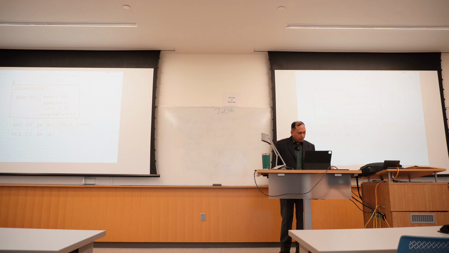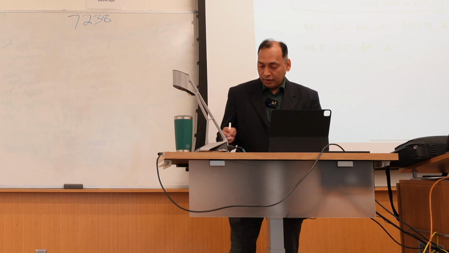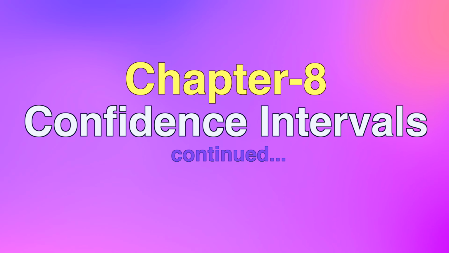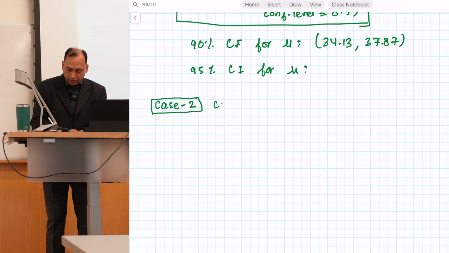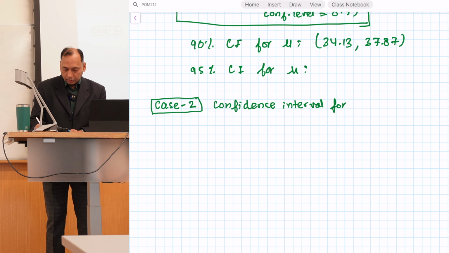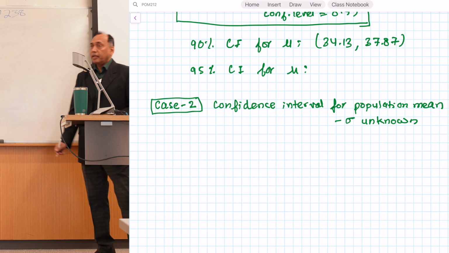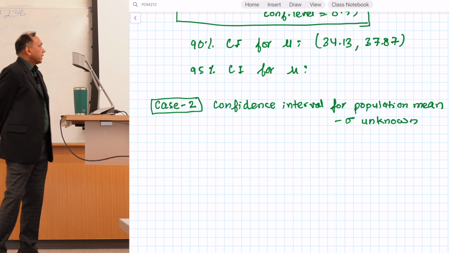So in the last class, we began with chapter number 8, confidence intervals, and we looked at one example of the first situation where sigma is known, how to calculate confidence intervals. Let's look at case number 2, or second situation: confidence interval for population mean when sigma is unknown. So that was the second example or formula that I provided.